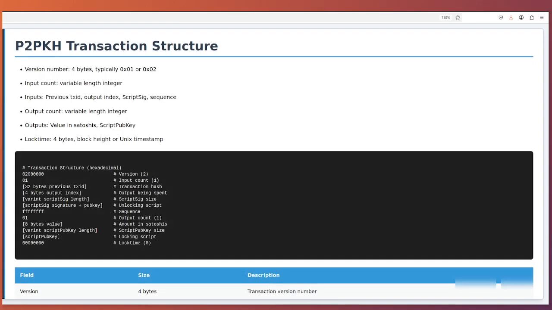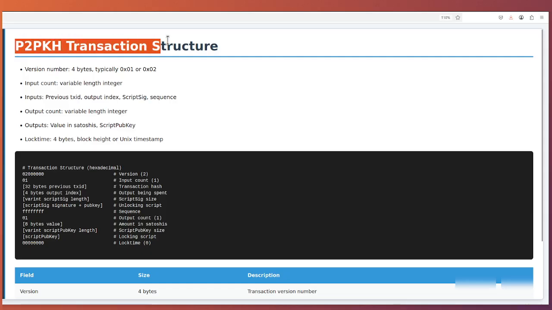P2PKH transaction structure. A Bitcoin transaction is fundamentally a data structure that transfers value from transaction inputs to transaction outputs. In P2PKH transactions, this structure follows a specific format that includes version numbers, input and output arrays, witness data in the case of SegWit, and a locktime field. Understanding this structure is essential for anyone working with Bitcoin at a technical level.